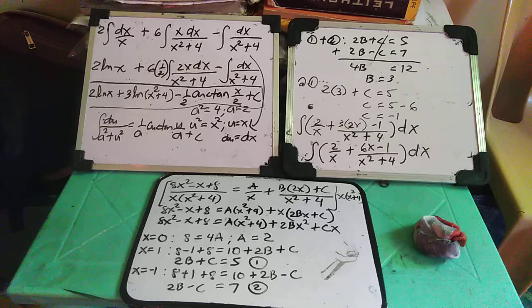So the answer for the given integral is 2 ln of x plus 3 ln of x squared plus 4 minus 1 half arctan x over 2 plus c.